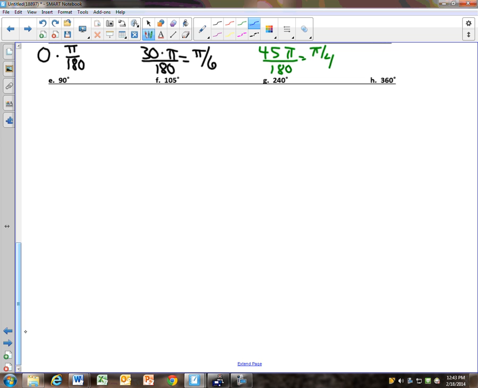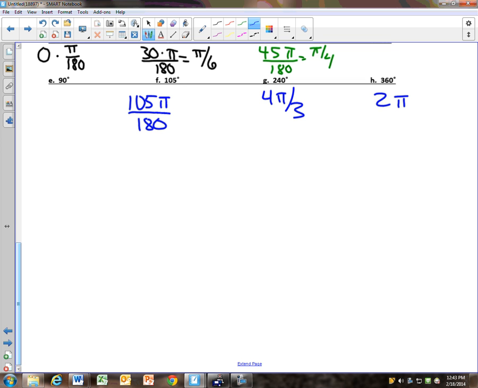So you guys know how to do these now, okay? Like 360 degrees we said was 2 pi. 240 degrees you said was 4 pi over 3. But let's do one that's not up on the circle up there. 105, I don't see 105. So you actually have to take 105, multiply it by pi, and divide it by 180.